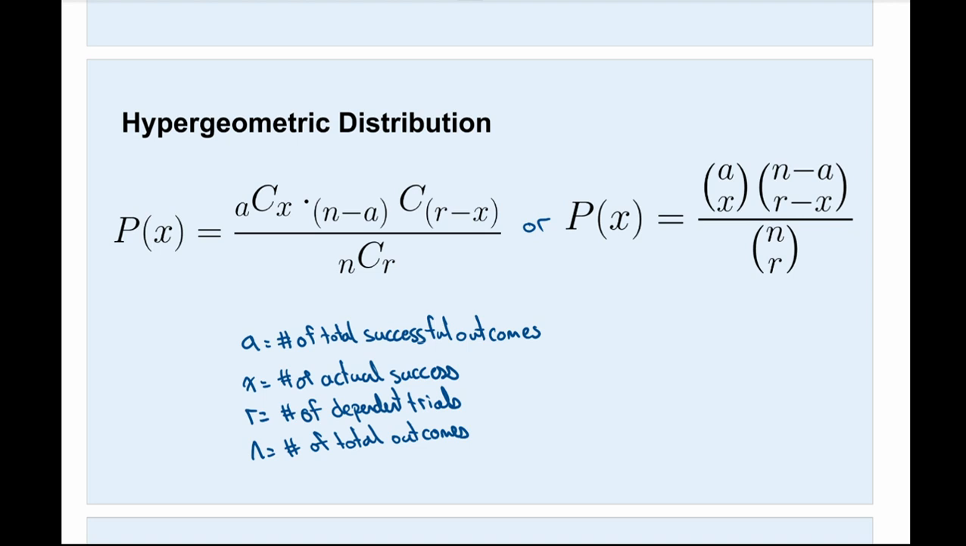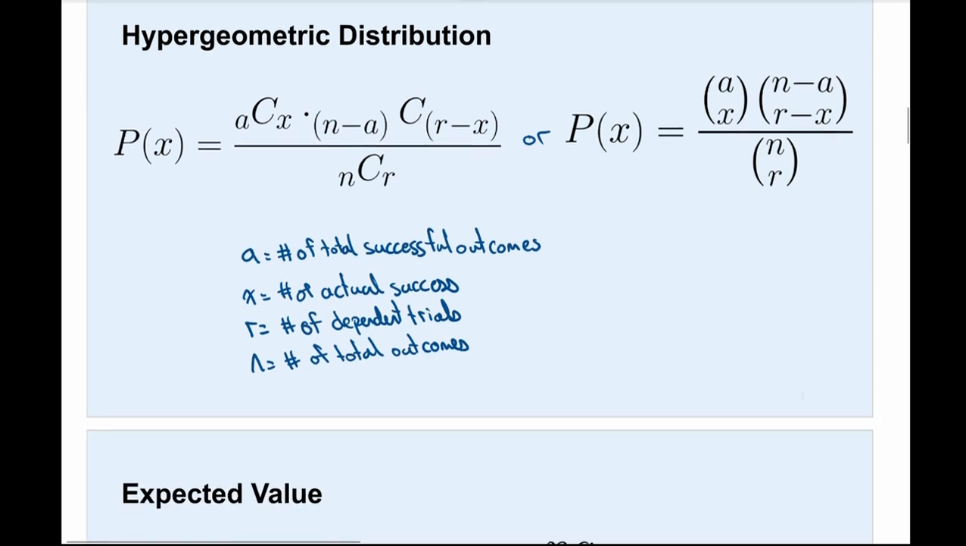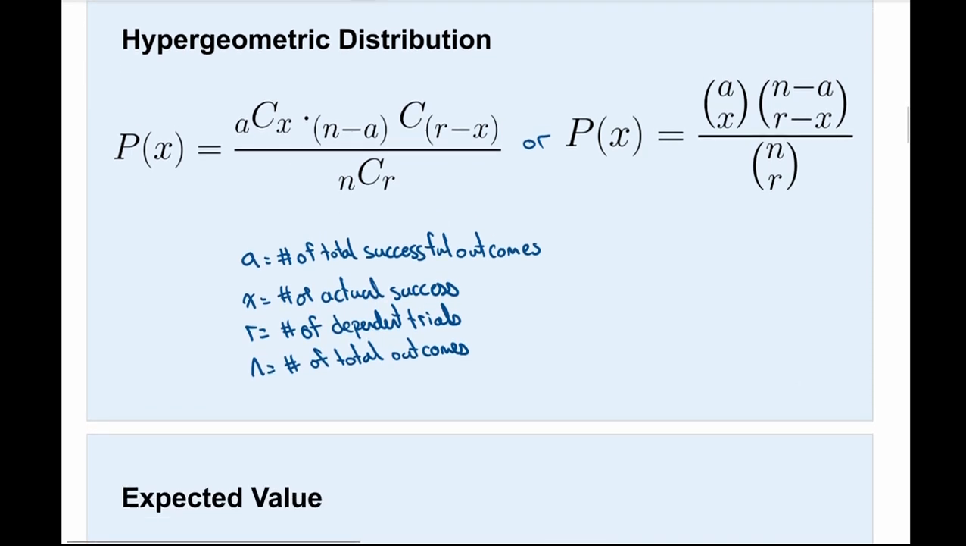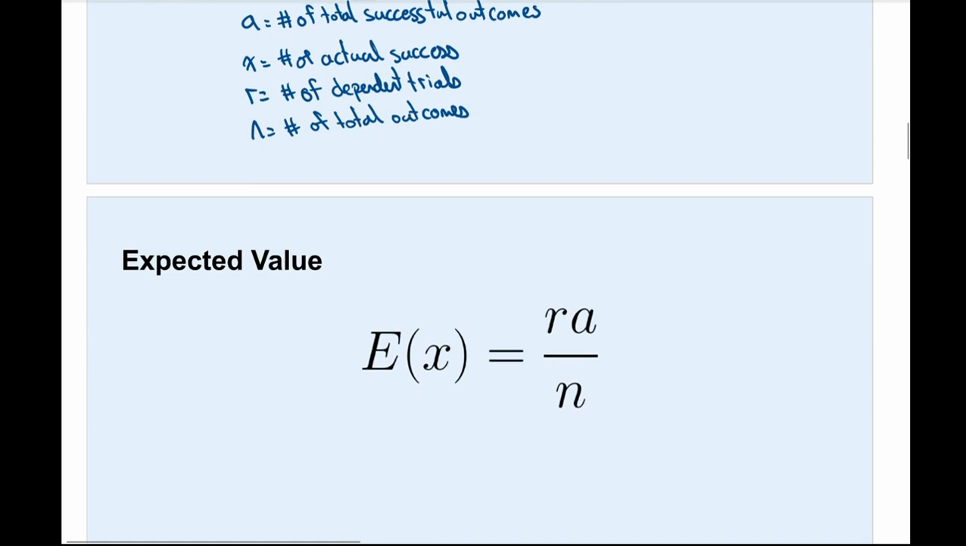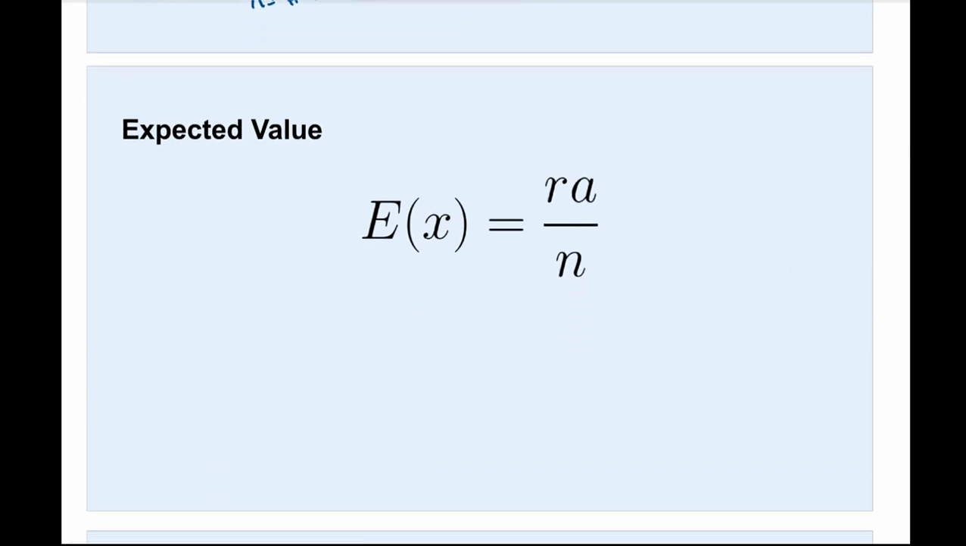But again, we will look at a way where we can do this in Google Sheets, so it makes it a lot easier. We only have to really do one calculation, and then it will auto-generate the rest. So before we go back, the expected value formula for a hypergeometric distribution is a little bit easier. The expected value is equal to R times A divided by N.